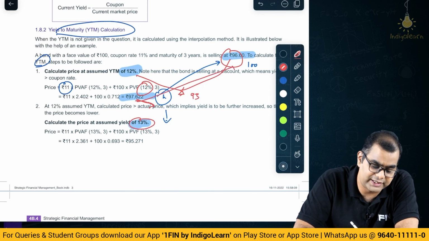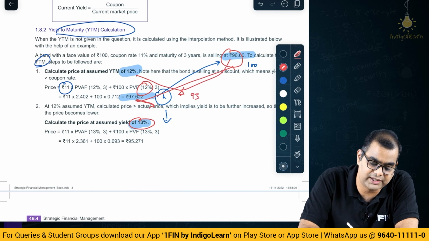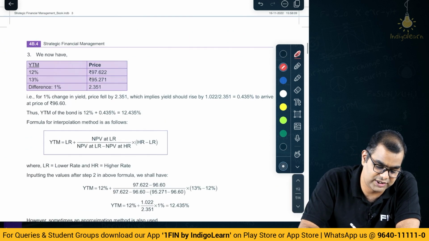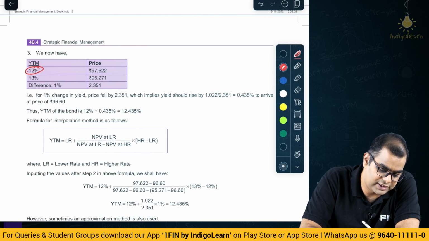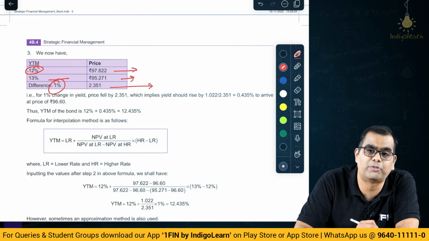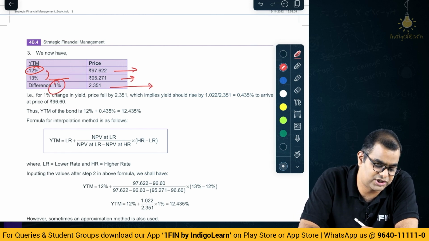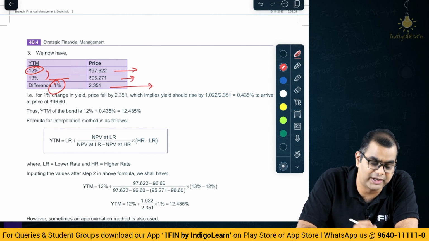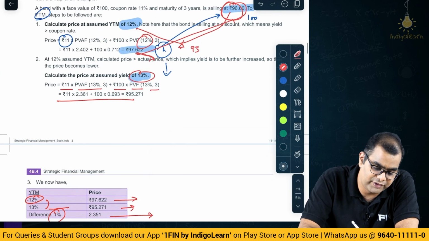Okay, so you choose a 13% yield so that the rate comes down further and approaches close to 96. So let us see, 11 rupees present value annuity factor at 13% for 3 years, 100 rupees present value factor at 13% for the third year, you will get 95.27. So you see, at 12% it is 97, at 13% it is 95. So for a 1% change it is 2.351. So for a 1% change in yield, the change in the value of the bond is 2.351. However, we want the bond to be priced.